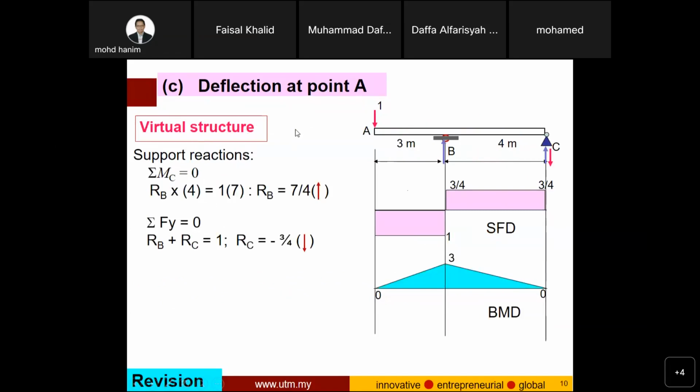For the virtual structure, similar to thrust, the unit load method is applied at the point where we want to know the deflection, in this case A. If you remember, it is a simple principle: apply one unit load at the point in question, the point where the deflection is required. So in this case, it is point A. Due to the one unit load here, what is the bending moment and shear force diagram? Actually, what we need is the bending moment diagram, not the shear force diagram.